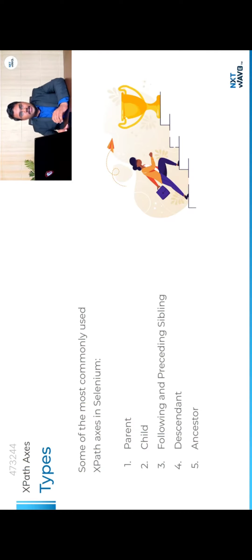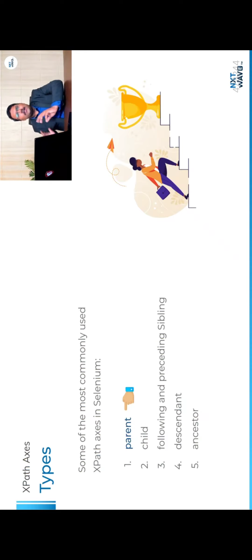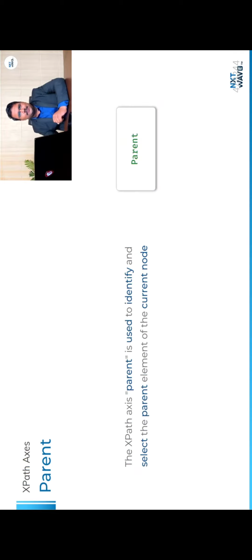So these axes define the relationships and directions between nodes, and they help you navigate and select specific nodes in an XML or an HTML document, basically in the DOM, based on their hierarchical positions. Okay, so that's a really important point to note. So let's start off with the parent axis now.